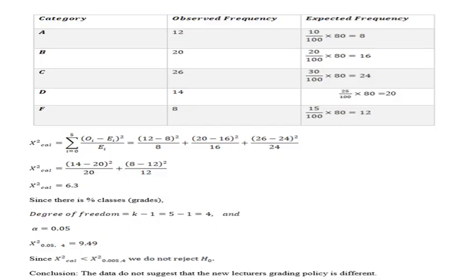Then we make our decision. We reject H naught if our chi-square calculated is greater than chi-square table, that is our chi-square tabulated. Otherwise, we do not reject. From here now, our chi-square calculated is 6.3 and our chi-square tabulated is 9.49. So since our chi-square calculated, which is 6.3, is less than our chi-square tabulated, which is 9.49, we conclude we do not reject H naught.